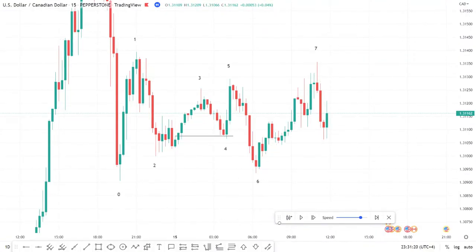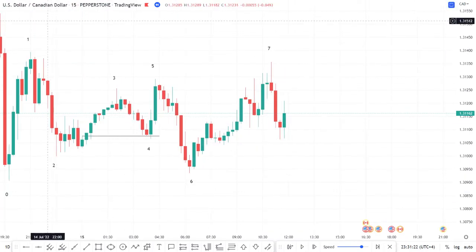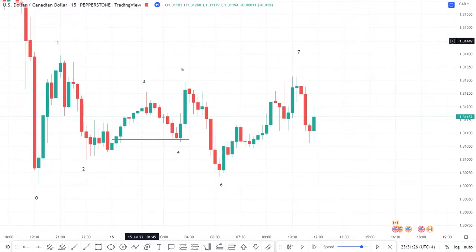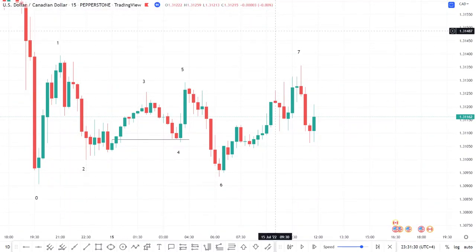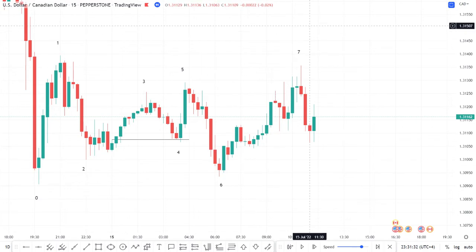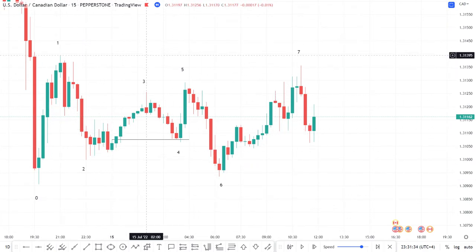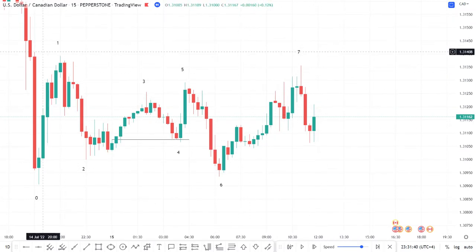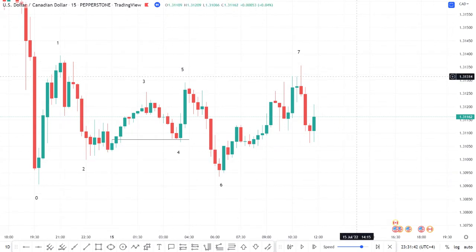Alright, live chart analysis tayo kay US dollar versus Canadian dollar. Ito, pre-opening market analysis natin on a 15-minute chart time frame. And dito, makikita natin meron tayo ditong sideways market. And ito is case study natin dun sa last week price action.